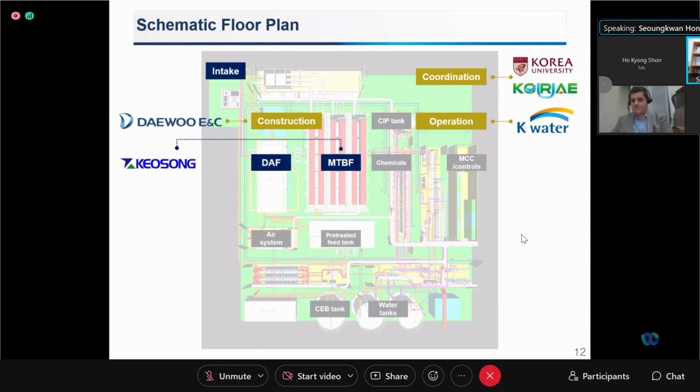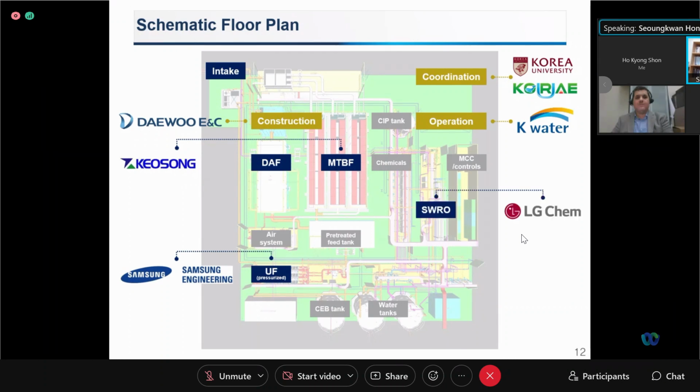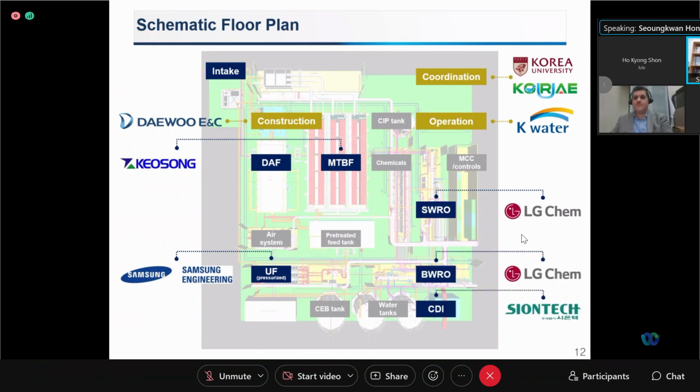And Kosong is developing MTF, which can replace DAF as a pretreatment. Then Samsung Engineering Company is developing the UF membrane process. And then LG Chem, which is known as a battery company, is also making the world's best SWRO membrane, and they provide SWRO and BWRO membranes, which are developed in this project. And in order to replace BWRO, capacitive deionization technology is developed by C1 Tech in our research group.